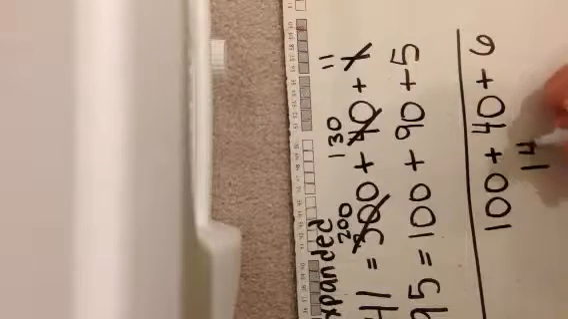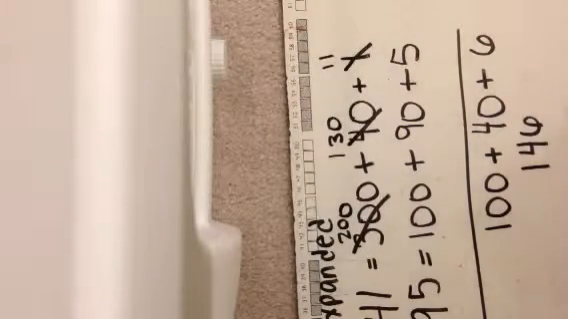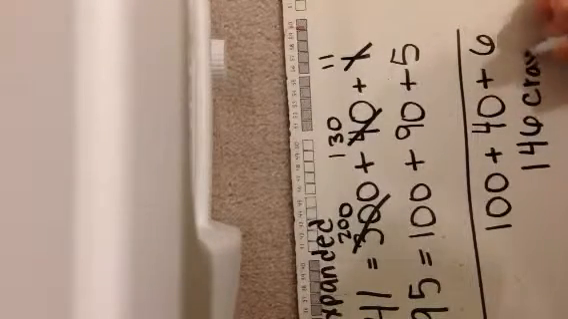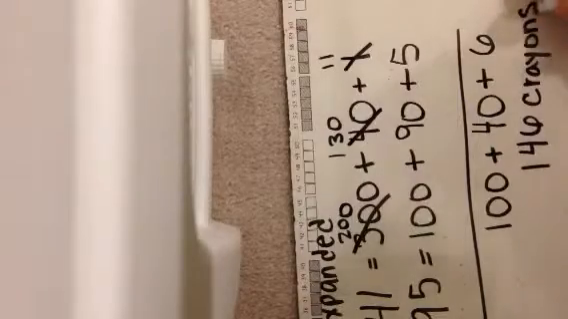So our answer is 146. So when we go back to the question, how many more crayons does Regina have than Brooke? Regina has 146 more crayons than Brooke.